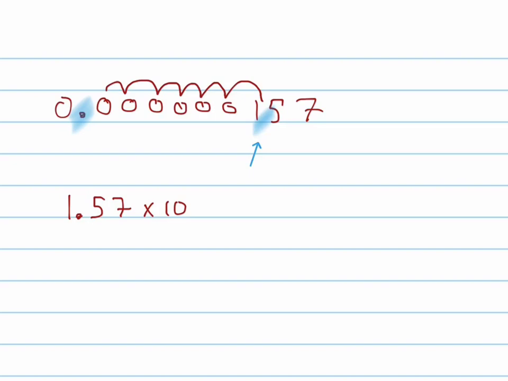Alright, times 10, and now you know it's a 7, and because it's getting smaller, this is just negative. That's what negative exponents do. They don't make it negative, they make it smaller.